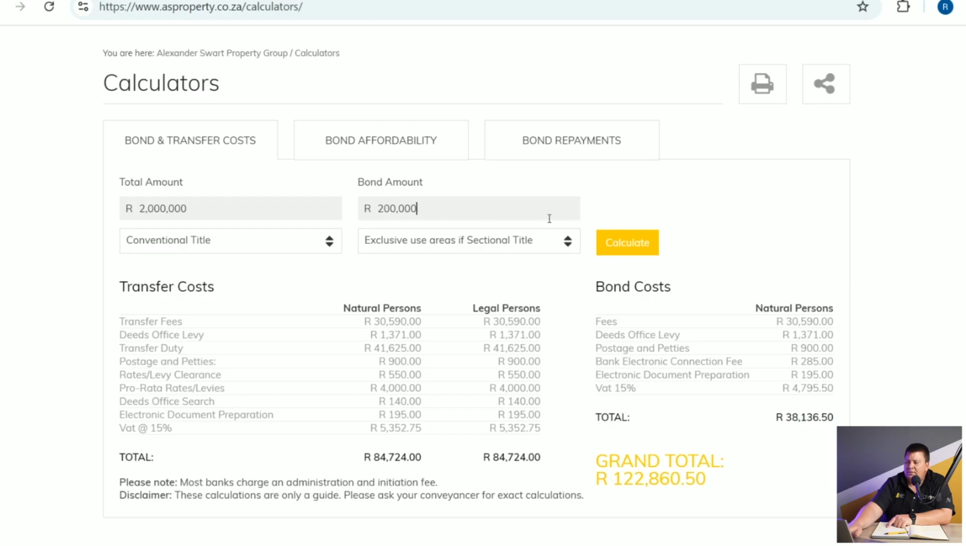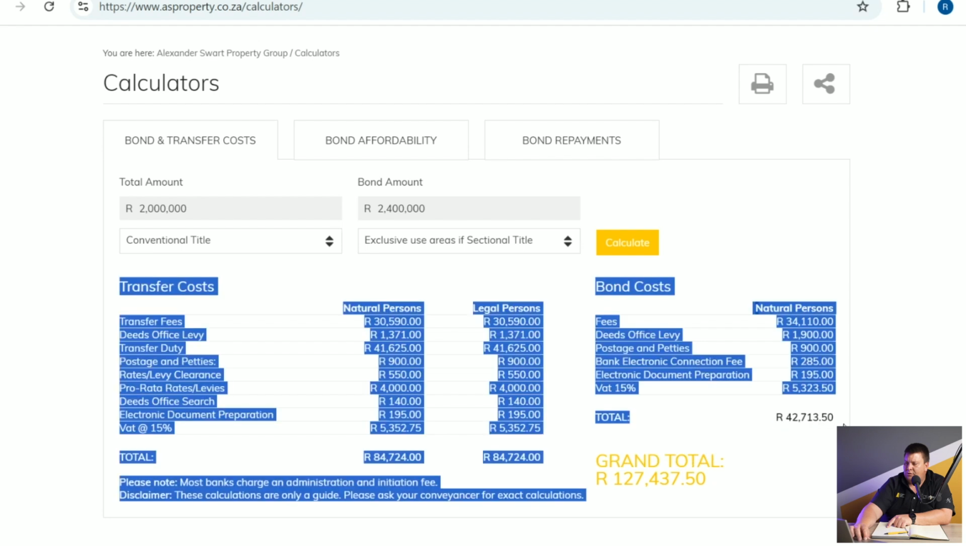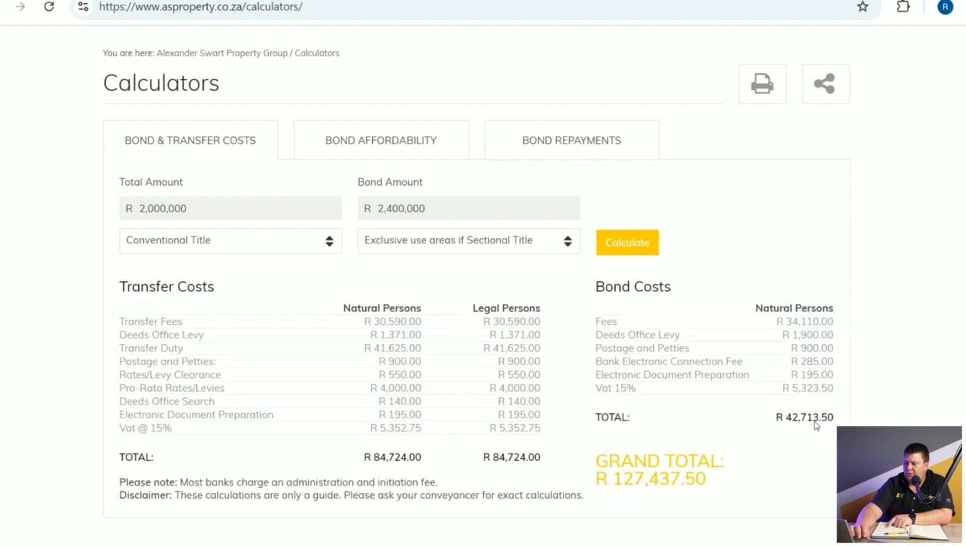Now, what I'm saying is we register an additional future use value at, say, the equivalent of 20% of the purchase price. So my bond amount would go up to 2.4 million Rand, the security that I offer. And the new cost of that bond registration comes to nearly 43,000 Rand. So that's about a 5,000 Rand cost to register the additional 400,000 Rand as a future use.